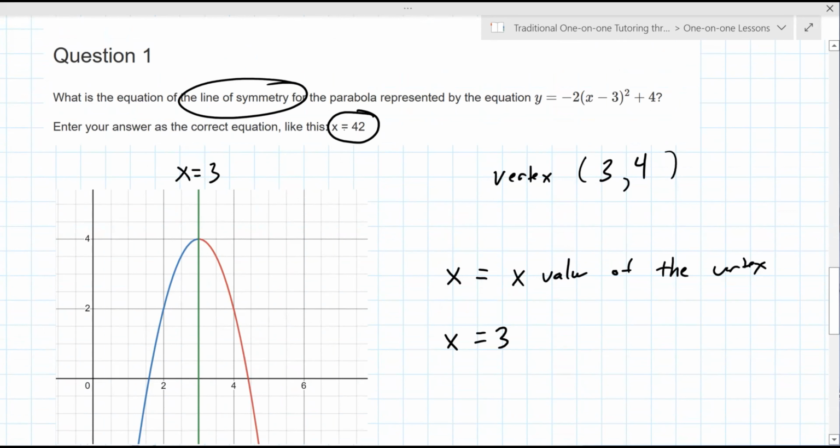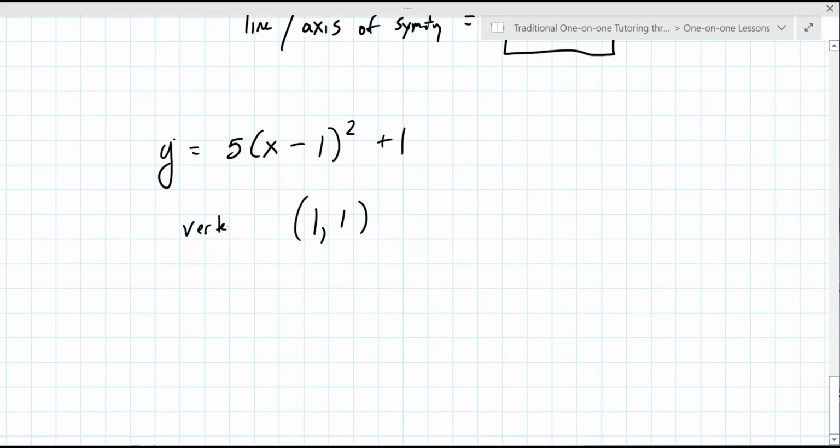Okay, let's try one more here. Let's say it's y = 5(x - 1)² + 1. Could you give me the vertex, please? 1 and 1. Okay, the vertex is 1 and 1. What is the line of symmetry? X equals 1. Perfect. Okay.